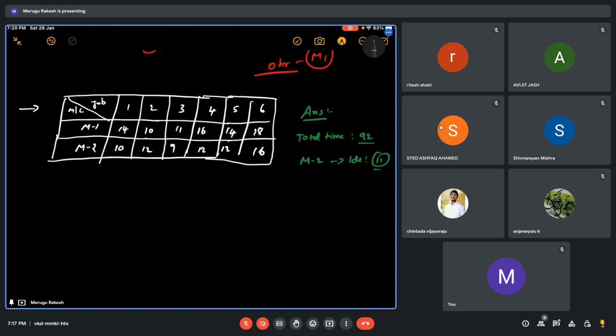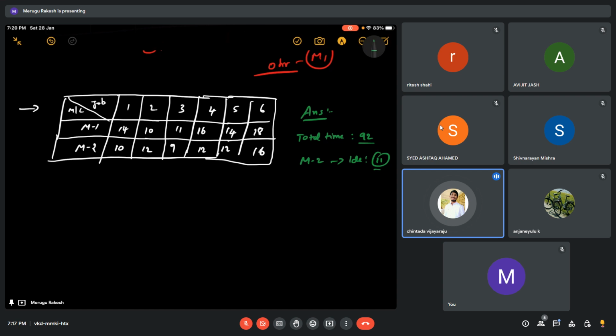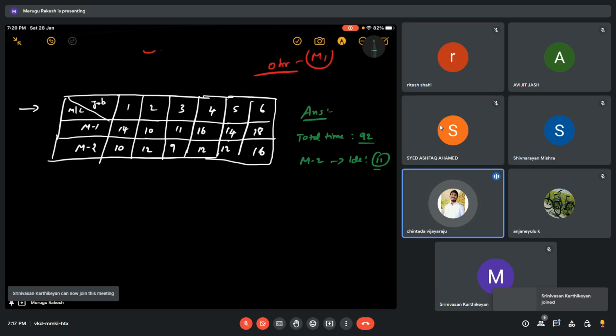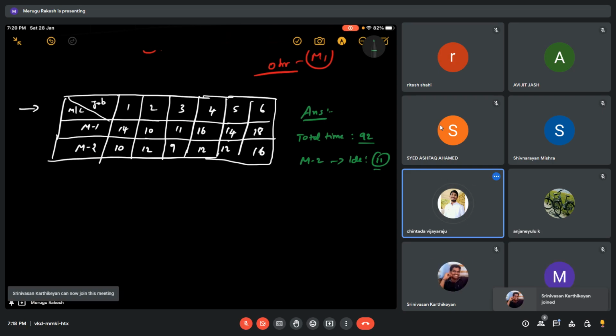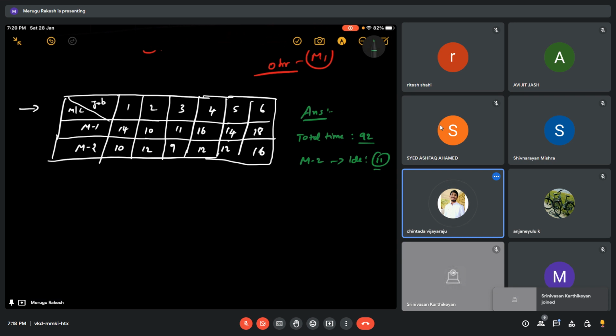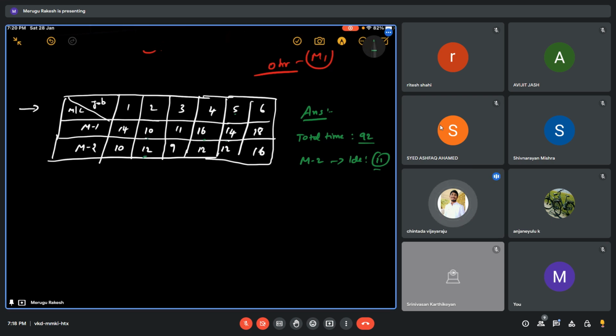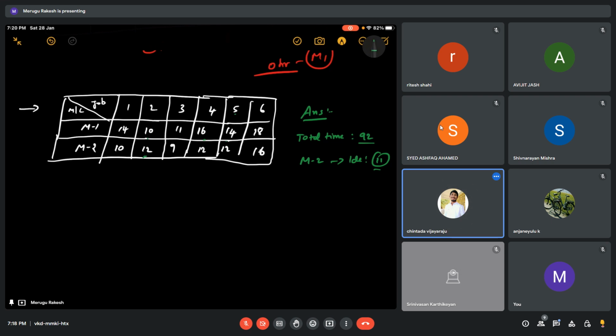Sir, here in job 5 and job 6, job 6 on machine 1 is 18 and 16, and job 5 on machine 1 is 14 and 12. So, for job 5, on machine 1 it is 16, for example, and on machine 2 job 5 is 18. Now job 5 and job 6 both have similar times. Which job do we take first?